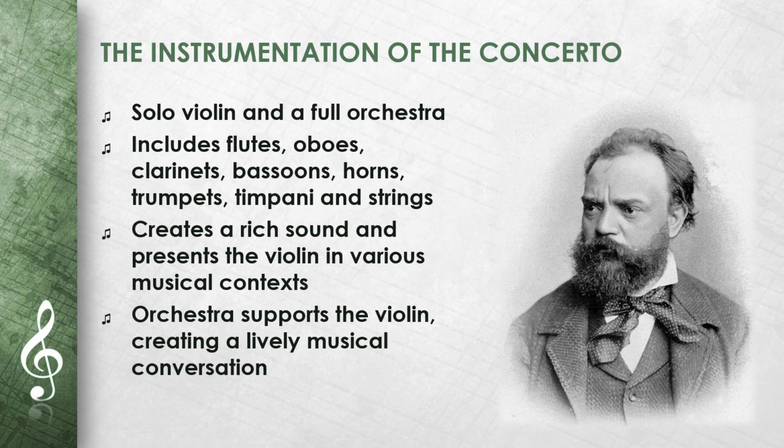In addition to the solo violin, Dvořák uses a full orchestra in the Violin Concerto in A minor, including flutes, oboes, clarinets, bassoons, horns, trumpets, timpani, and strings. This instrumentation allows Dvořák to create a rich timbre and present the violin in different musical contexts. The orchestra supports the violin, but also enters into a dialogue with it, creating a lively musical conversation.